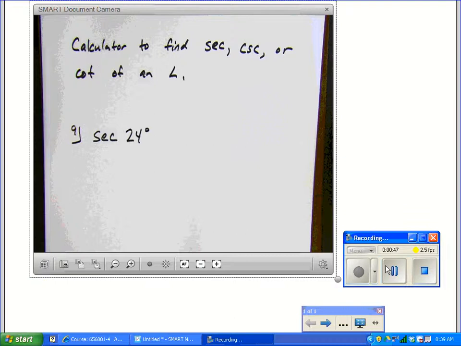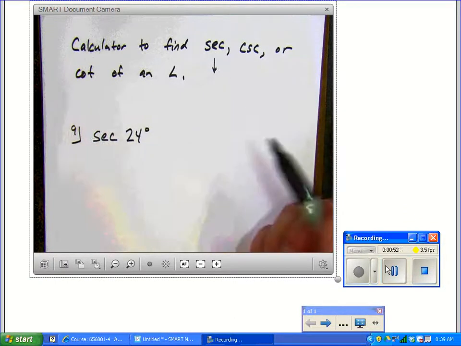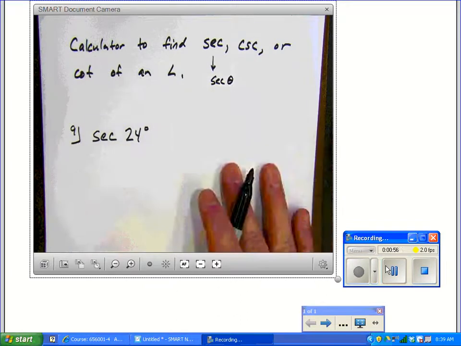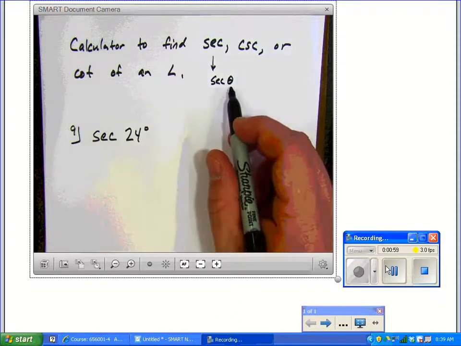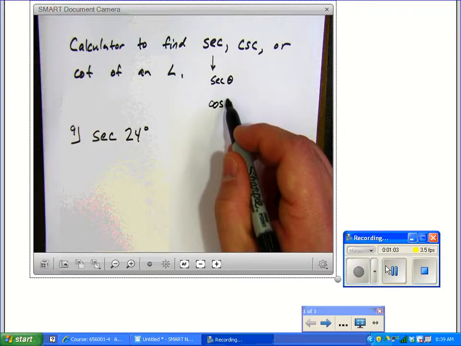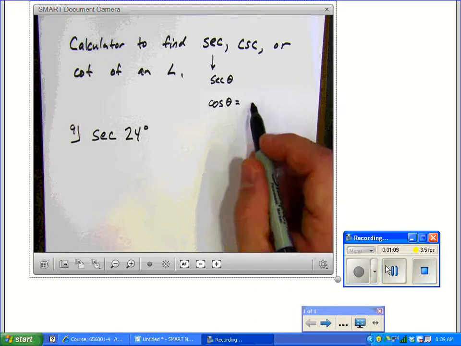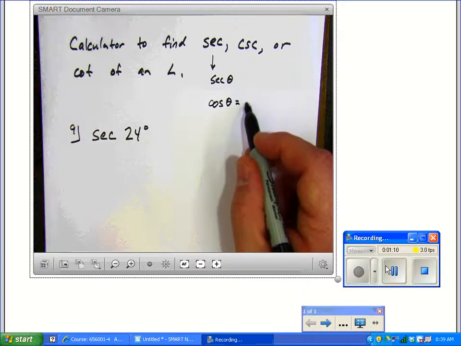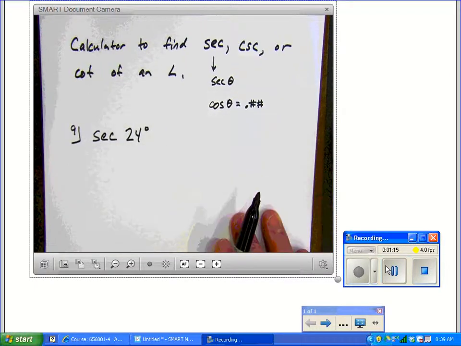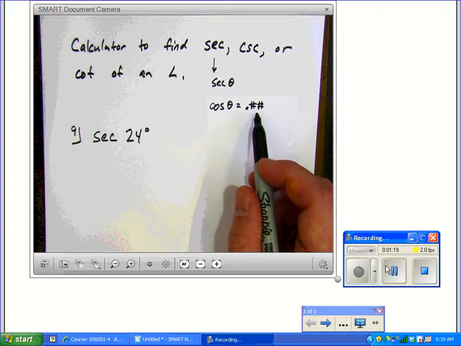If I want to find the secant of a particular angle, let's say theta, we don't have a secant button on our calculator, but we can find cosine. So we could find the cosine of that angle. Let's say the cosine gave me some decimal value, point something. All I have to do to find secant is take the reciprocal of that number.